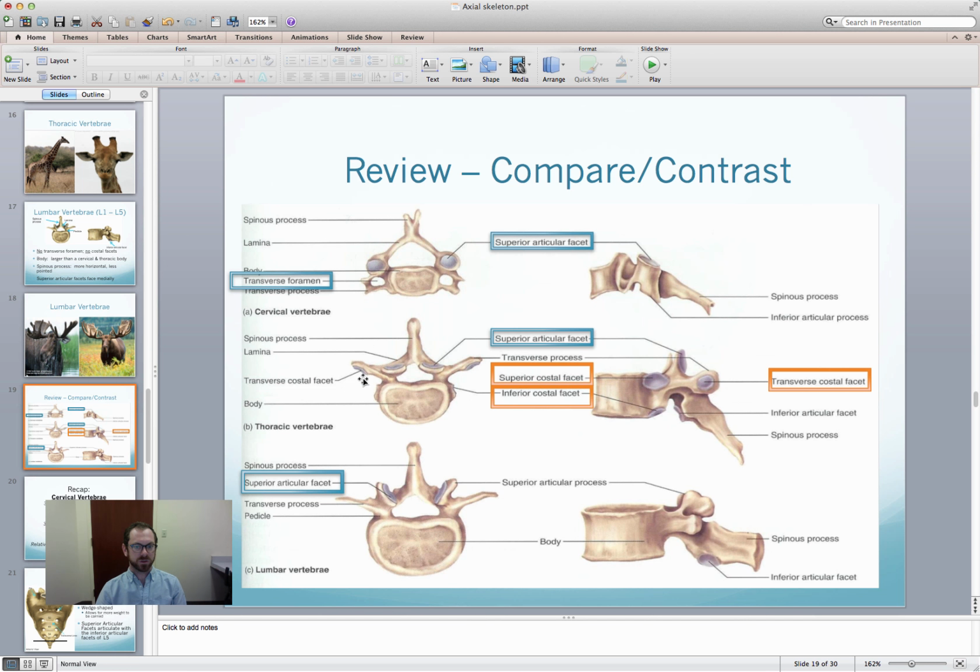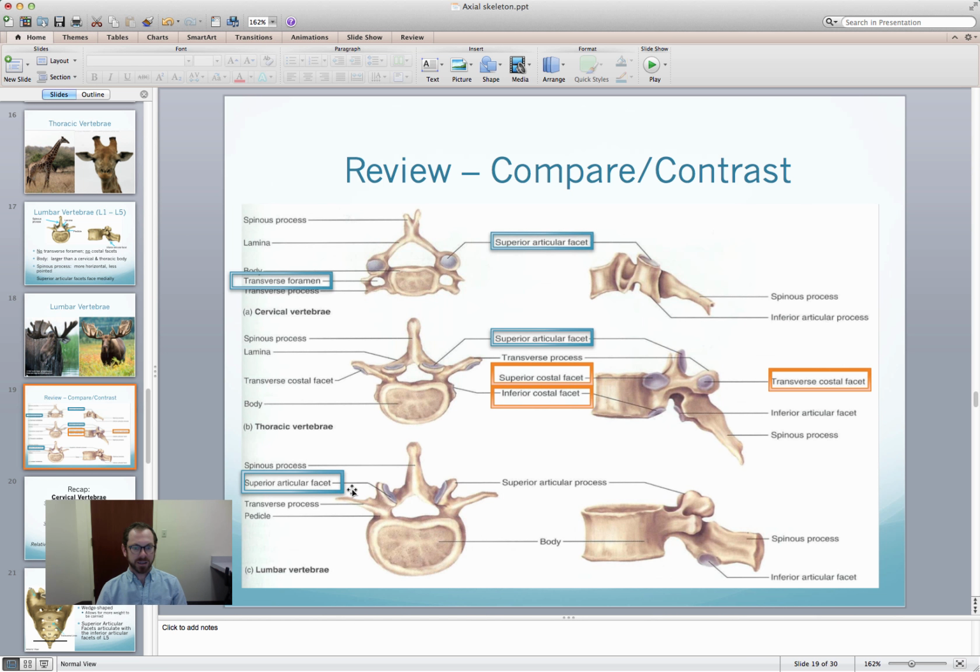For our thoracic vertebrae shown in the middle here, this is where rib articulation is occurring. So we have superior costal facets, inferior costal facets, and transverse costal facets. This again is where ribs are articulating, and this is unique to thoracic vertebrae. And then also our superior articular facets are facing posteriorly. These are features where vertebrae are going to be connecting. It has nothing to do with rib articulation. It's all about vertebrae articulation.